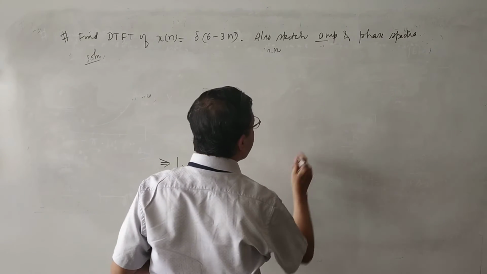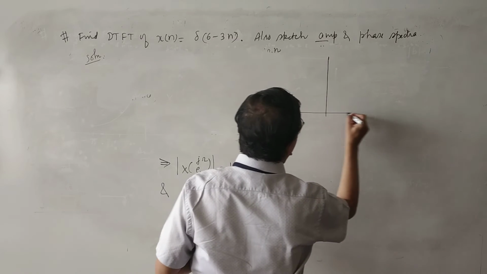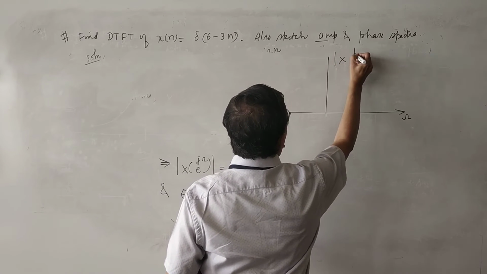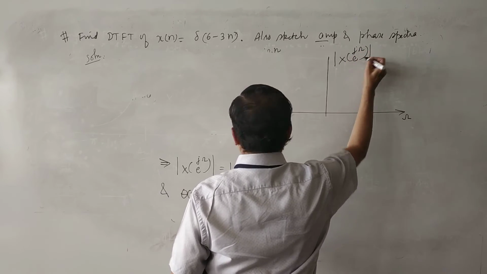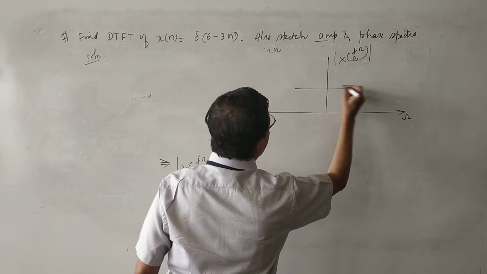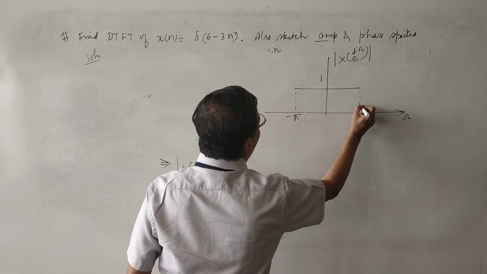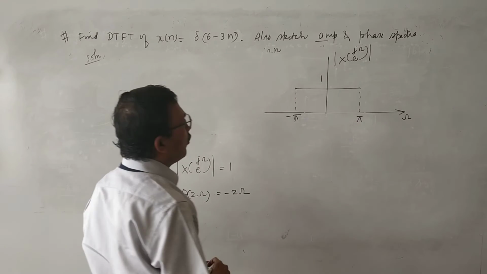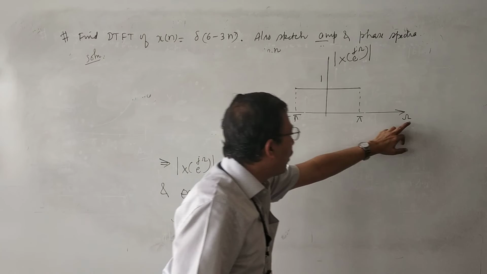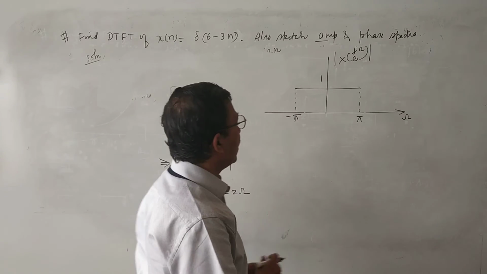Magnitude spectrum. X-axis is omega. Y-axis is magnitude of X of e power j omega. What is the magnitude? Magnitude is 1. From minus pi to plus pi, all the spectrum, amplitude spectrum, phase spectrum, etc. plotted for omega varying from minus pi to plus pi or 0 to 2 pi.